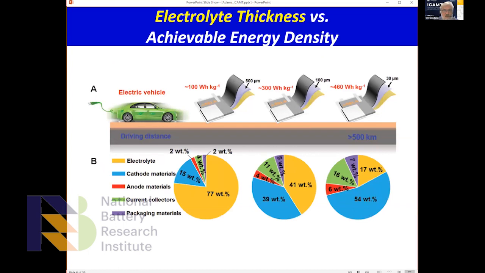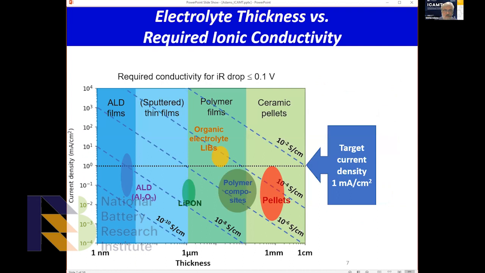When you replace the liquid electrolyte by solid electrolyte, in our lab, we make ceramic pellets, but they are much too thick. We have to make things that are at least as thin as the current separator layers are. If it's 500 micrometer, you will never get beyond 100 watt-hour per kg. So we have to go below 30 micrometer or below 25 micrometer to have a chance to get to the 500 watt-hour per kg. And that's a bit challenging to do with ceramic pellets.